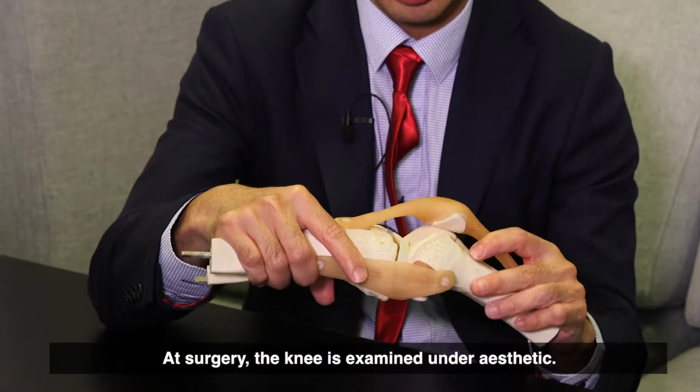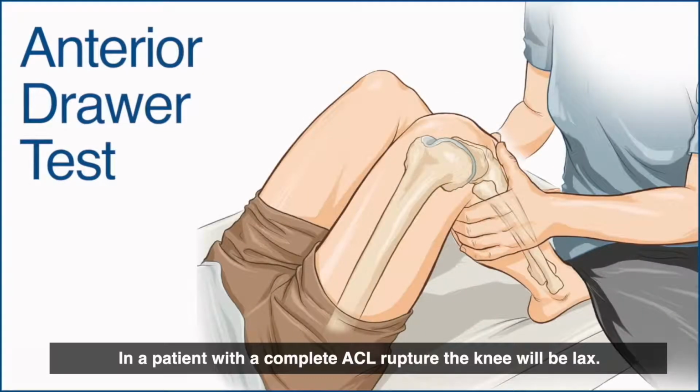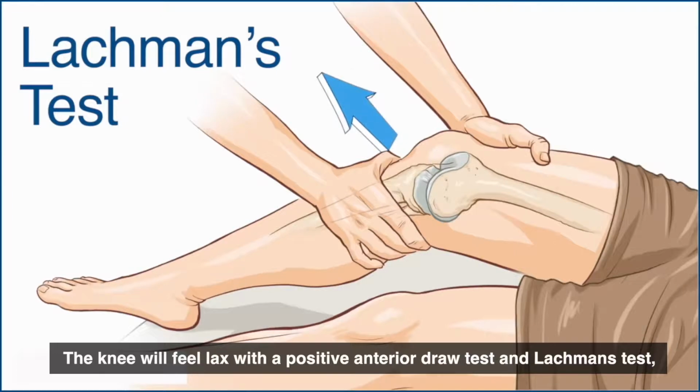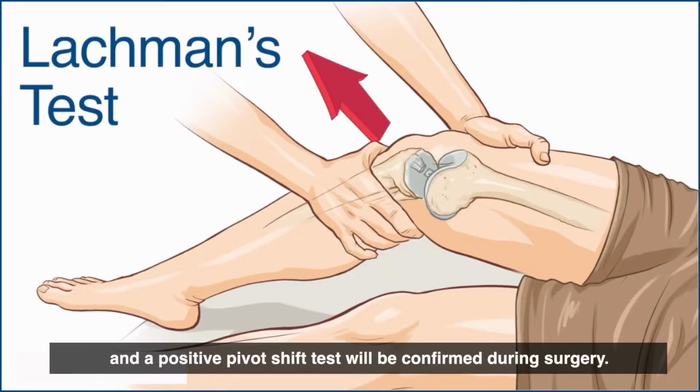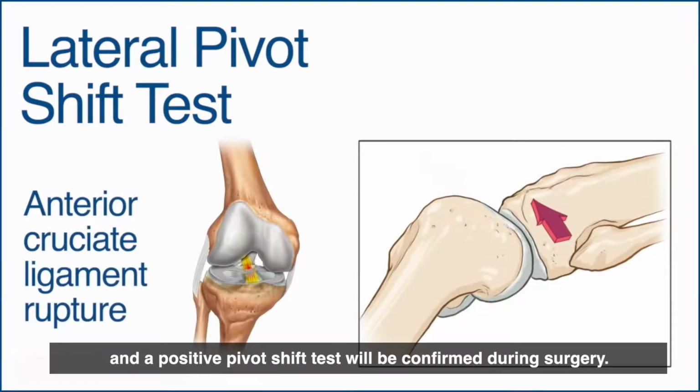At surgery, the knee is examined under anesthetic. In a patient with a complete ACL rupture, the knee will be lax. The knee will feel lax with a positive anterior draw test and Lachman's test, and a positive pivot shift test would be confirmed during surgery.